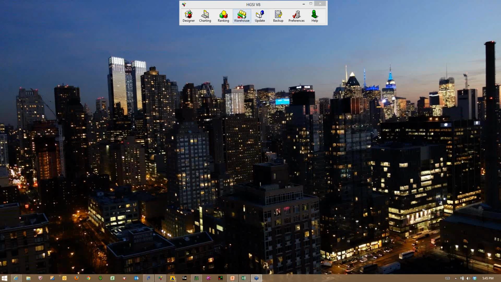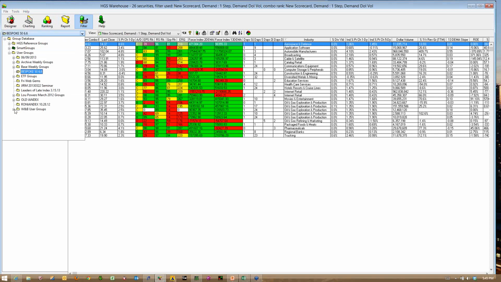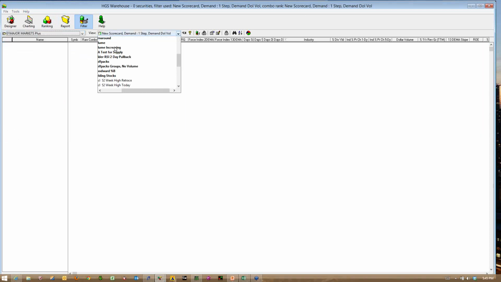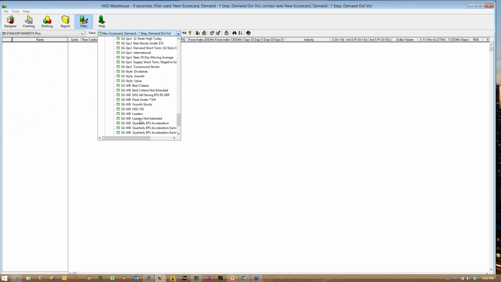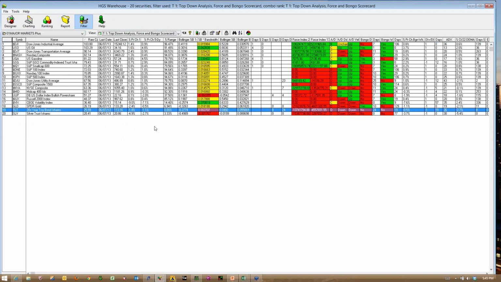So let's jump into HGSI and take a look at the market from an HGSI perspective. I'm going to go down to Woodward and Brown user groups, and go into Major Markets Plus. I'm going to use top-down view because it gives me a balanced view over several weeks, a little weighted to more recent, but it does look at a longer time frame. I'm going to rank it on raw combo.